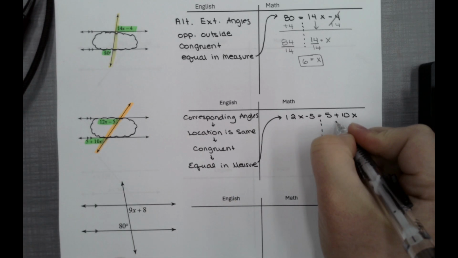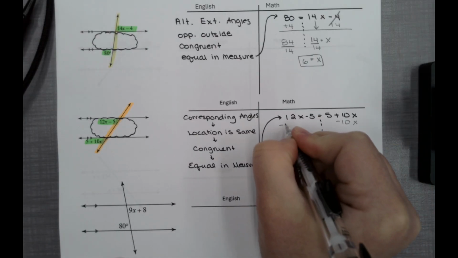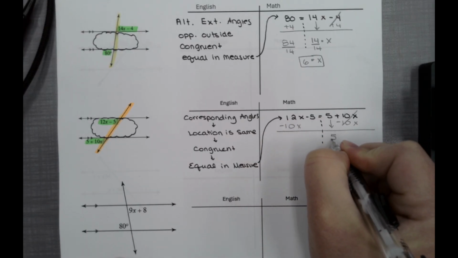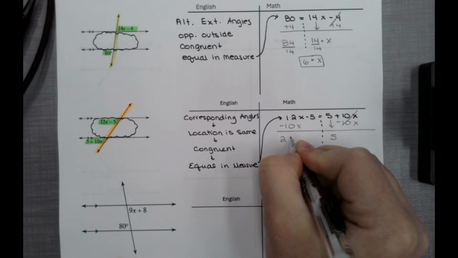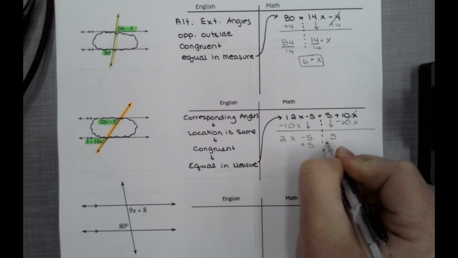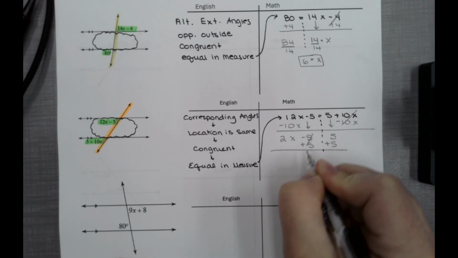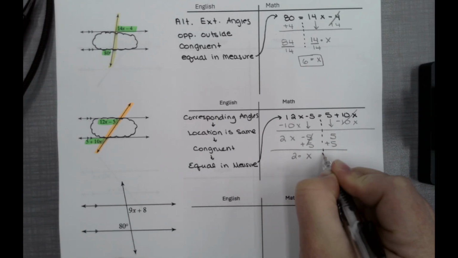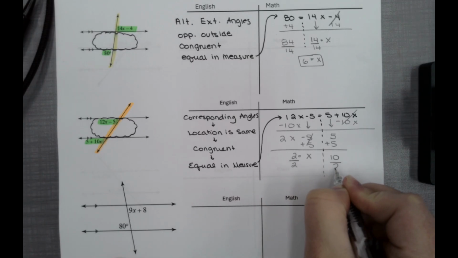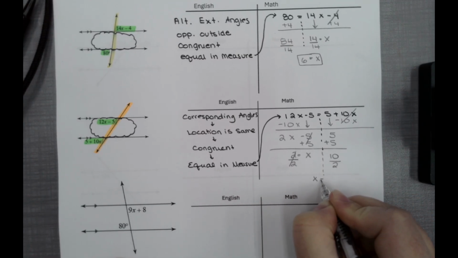I'm going to go ahead and move the 10x first. You don't have to move this first. It really doesn't matter as long as you solve correctly. I get 2x, bring down the minus 5. I'm going to add 5 to both sides. Bring down the 2x. Dotted line for balance. And we get 10 here. Dividing by 2, dividing by 2. X is then equal to 5.